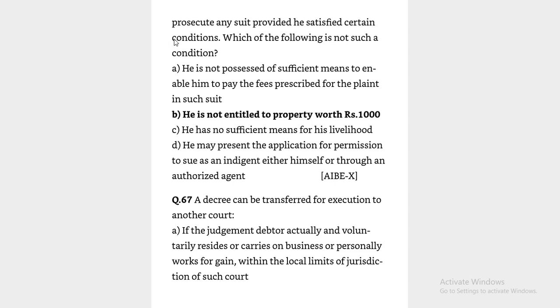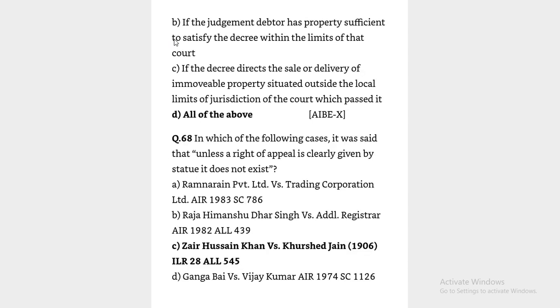A decree can be transferred for execution to another court if the judgment debtor actually and voluntarily resides, or carries on business, or personally works for gain within the local limits of the jurisdiction of the court; if the judgment debtor has property sufficient to satisfy the decree within the limits of that court; or if the decree directs the sale or delivery of immovable property situated outside the local limits of the jurisdiction of the court. All three are applicable.